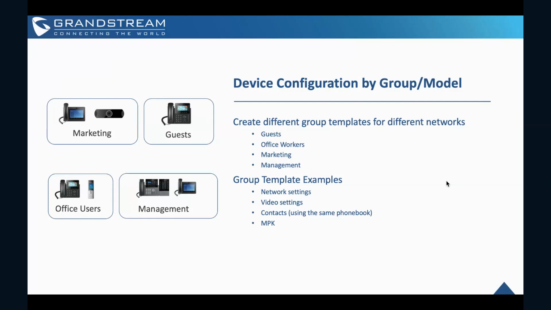And then we can also do the configuration by group or model. So we might want to set different types of group templates. So we may have them for guests, for office workers, for management, for sales and marketing. They'll have different requirements based on their job role. So we can set that up as a group template, and we can then provision devices based around those templates. Some of the examples that we may want to do is, what are the network settings that we want to put in there depending on their group? What video settings are we going to want to put in there depending on the group? Contacts. Do we want to allow them access to the phone book? Do we not? Do we want different levels of phone book access based on different people's job roles or different groups?